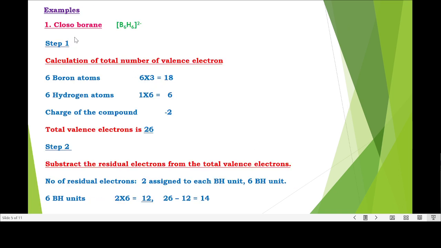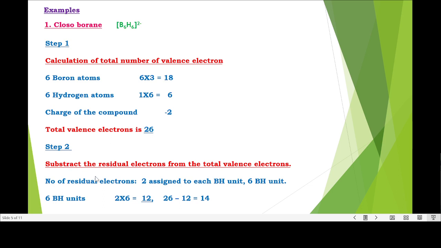We will see examples, first for closo borane, that is B6H6 2 minus, a closo borane. So we will apply Wade's rule. Step 1 is the calculation of the total number of valence electrons. We have 6 boron atoms, so the corresponding valence electrons are 18, and we have 6 hydrogen atoms, so the valence electrons for hydrogen are 6. The charge of the compound is -2. Total valence electrons is 26.